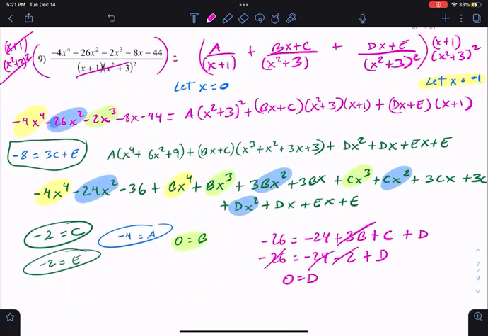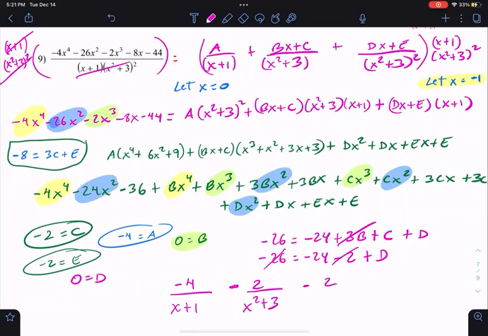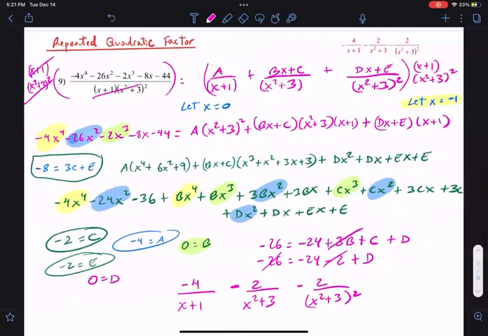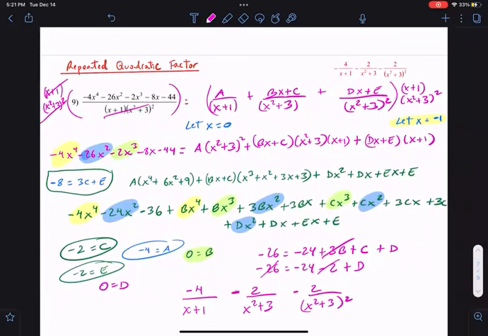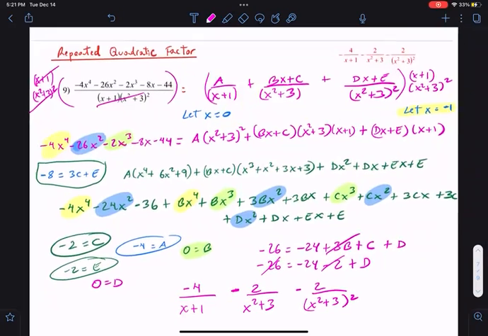I have e already, so that's the answer. So I have everything right now. The answer is: A is negative 4, x plus 1, B is 0, C is negative 2, x squared plus 3, and D is 0, and E is negative 2, x squared plus 3 to the second power. And that's the answer. And as you can see, it matches the one that I have above, right? So that's how you do this one.